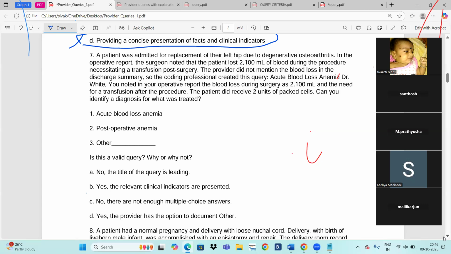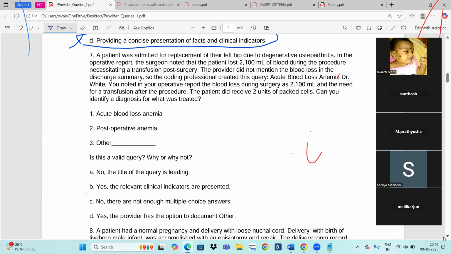Here, the patient was admitted for replacement of the left hip. They are coming for the hip procedure due to degenerative osteoarthritis. In the operative report, the surgeon noted a loss of 200 ml of blood during the procedure, necessitating transfusion post-surgery. The provider did not mention the blood loss in the discharge summary.